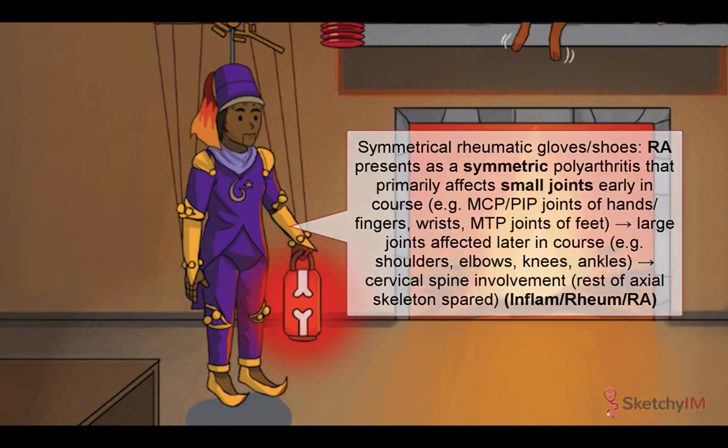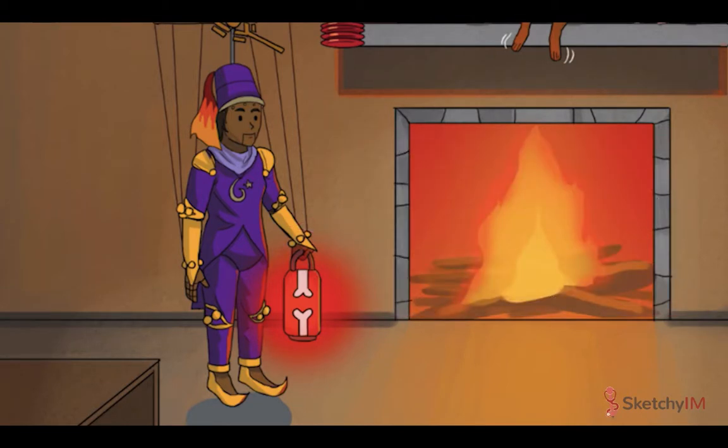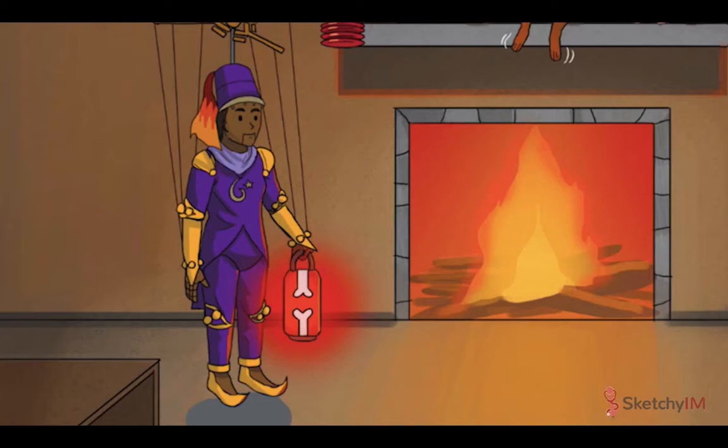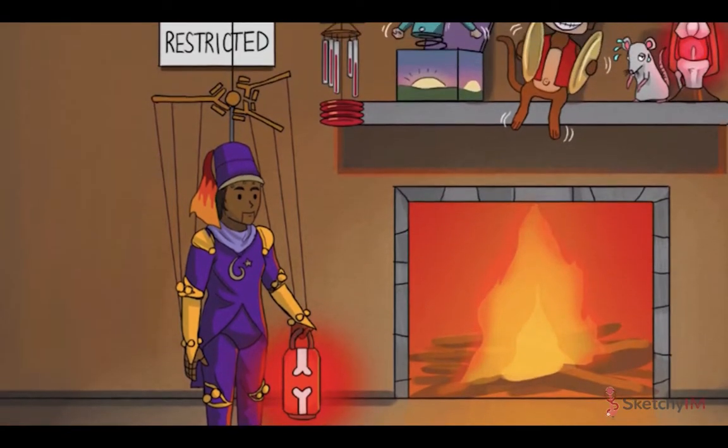But not all the small joints are affected. One of the distinguishing features of RA is that it typically spares the DIP joints. So, on this marionette, you'll see that the large peripheral joints, as well as the small joints of the hands and feet, are highlighted in yellow. But the fingertips, the DIP joints that is, are spared.